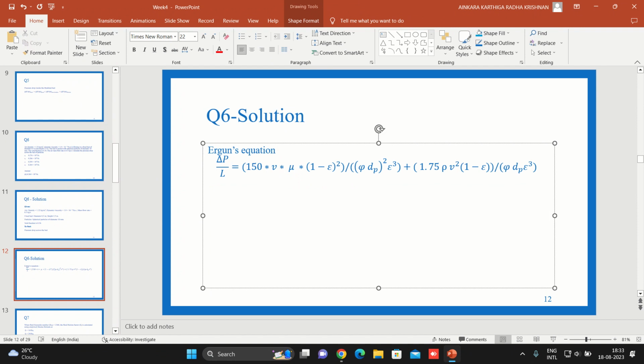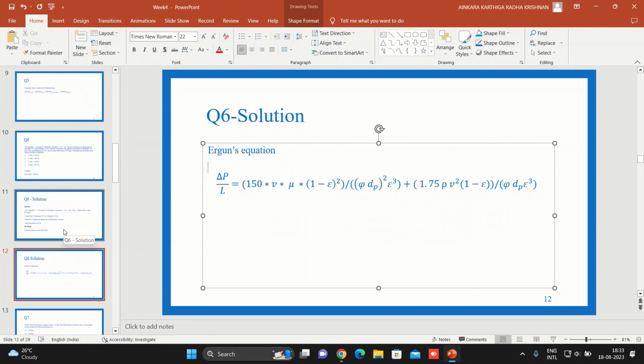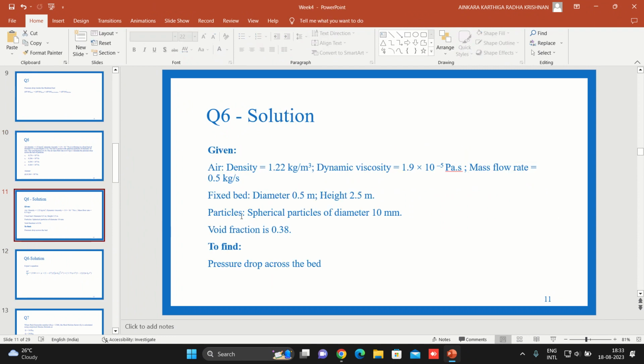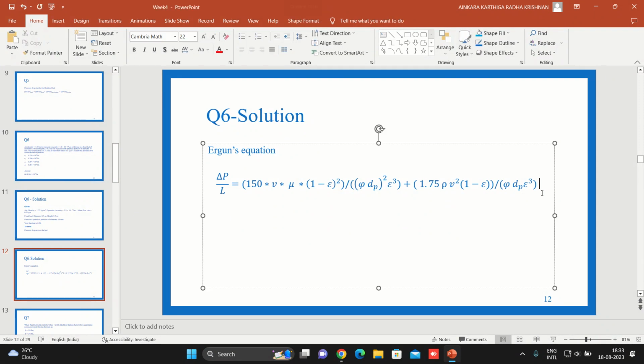We all know this. But in this we need to identify if it is a laminar flow condition or the turbulent condition, and then use it accordingly. So first, what was asked is the pressure drop, so we will calculate the particle Reynolds number. What is it? It is rho V dp by mu.